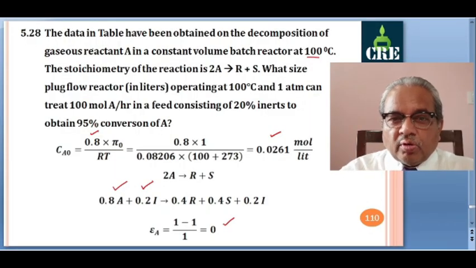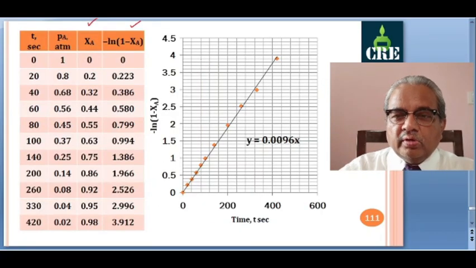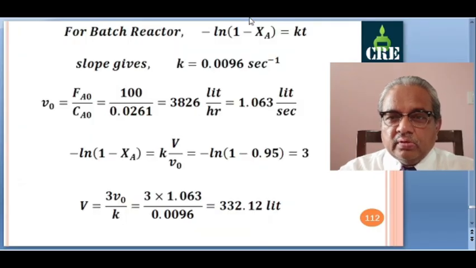If you see the problem statement, data is given, the decomposition of reactant A in a constant volume batch reactor, the stoichiometry is given, 2A gives R plus S, and about the kinetics we don't know anything. So from this data we have to try to determine the rate law. So we'll try first order. For first order, the integral method of analysis suggests you plot minus ln of 1 minus Xa as a function of time t. So minus ln of 1 minus Xa is equal to kt.